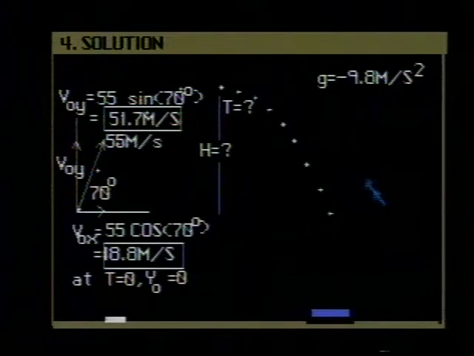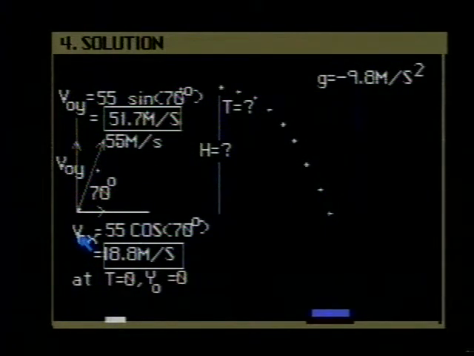Here is our problem diagrammed. I have first of all found the x and y components of the original velocity. v0x being 55 cosine 70 degrees, that turns out to be 18.8 meters per second. v0y is 55 sine of 70 degrees, that turns out to be 51.7 meters per second. I've also placed the origin of our coordinate system to coincide with the emergence of our daredevil from the cannon at t equals 0. I've allowed y0 to be equal to 0.